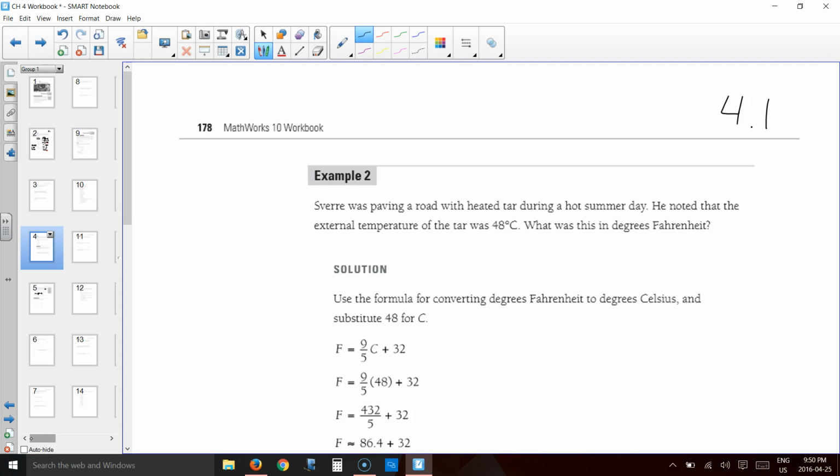This is Math 10 A&W with Mr. Sandhu. We are in chapter 4.1, and this is example 2 of 4.1 on page 178. The question that we're dealing with here is as follows.